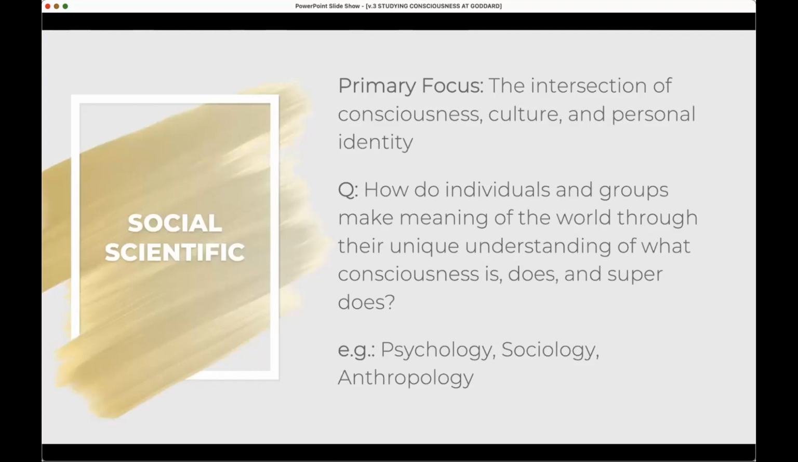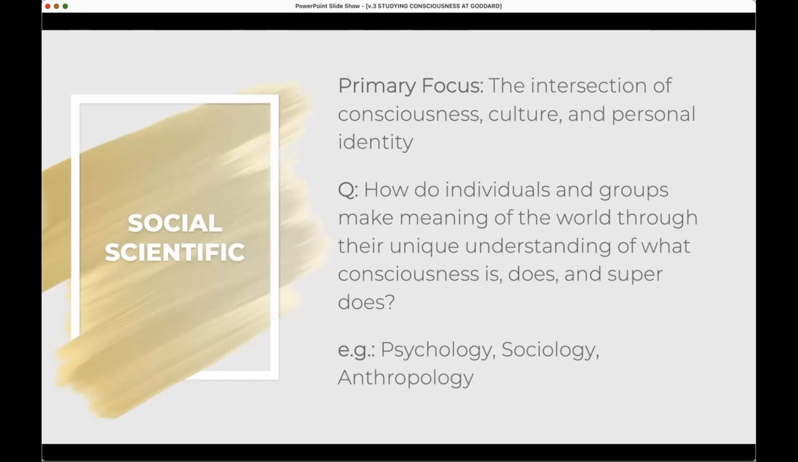Here we have the social scientific domain, in which the focus tends to be on humanistic concerns, such as the intersection of consciousness, culture, and personal identity. Fields within this domain include psychology, sociology, anthropology, and so on. And they tend to ask questions about how individuals and groups navigate and make meaning of the world, based on their particular understanding of what consciousness is, does, and super does.